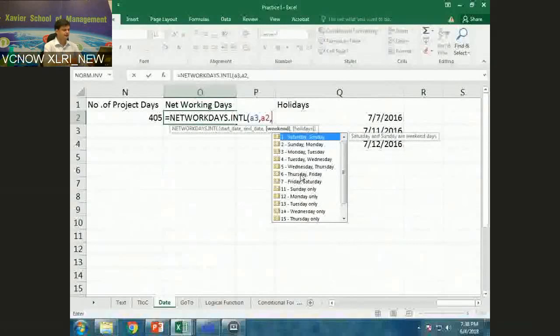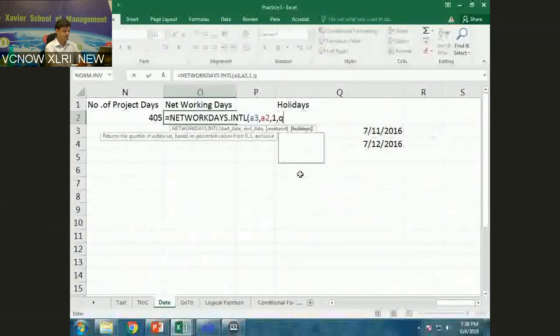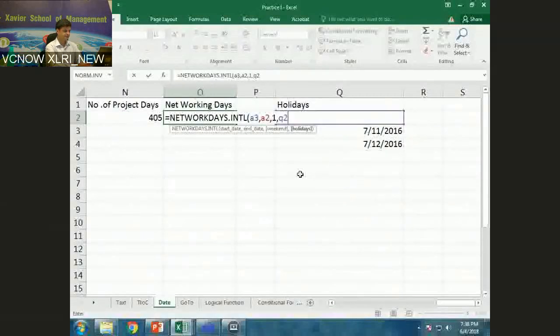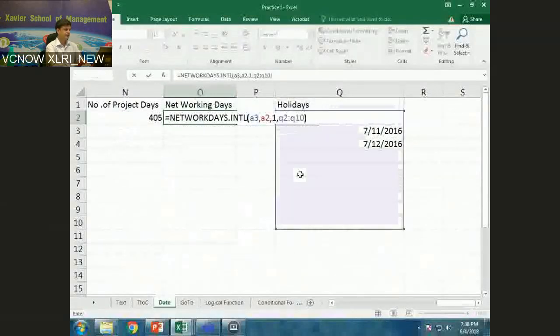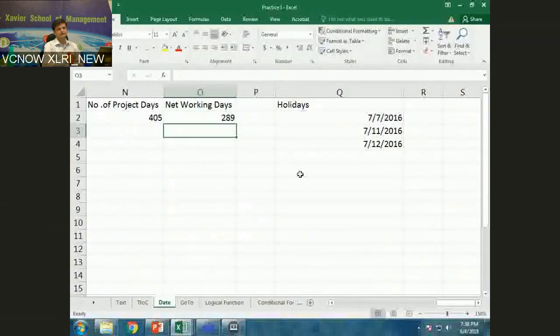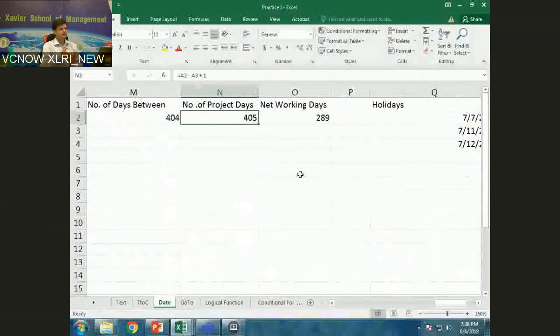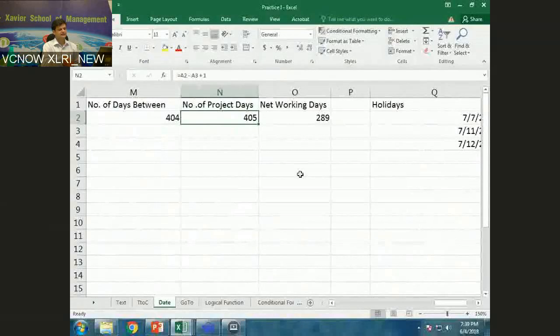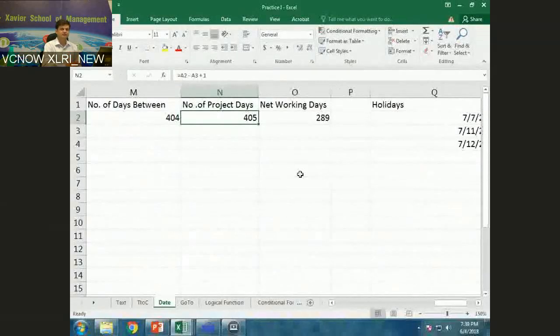Done, right? So Saturday, Sunday is the weekend, and then I'll do the same thing. I'll say holidays Q2 to Q10 or whatever that is. And so there you go. If you look at the number of days, it's 404. But the number of working days is 289, if you take weekends and holidays. So that is what it helps you figure out, which otherwise you'd have gone through a lot of pain to figure out how many working days you have.